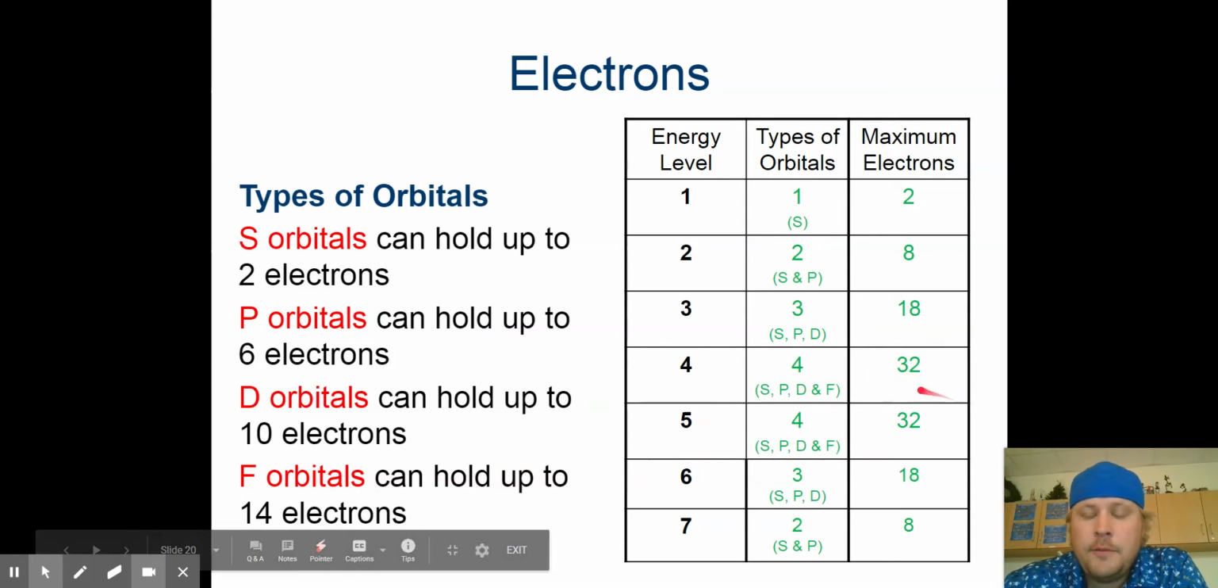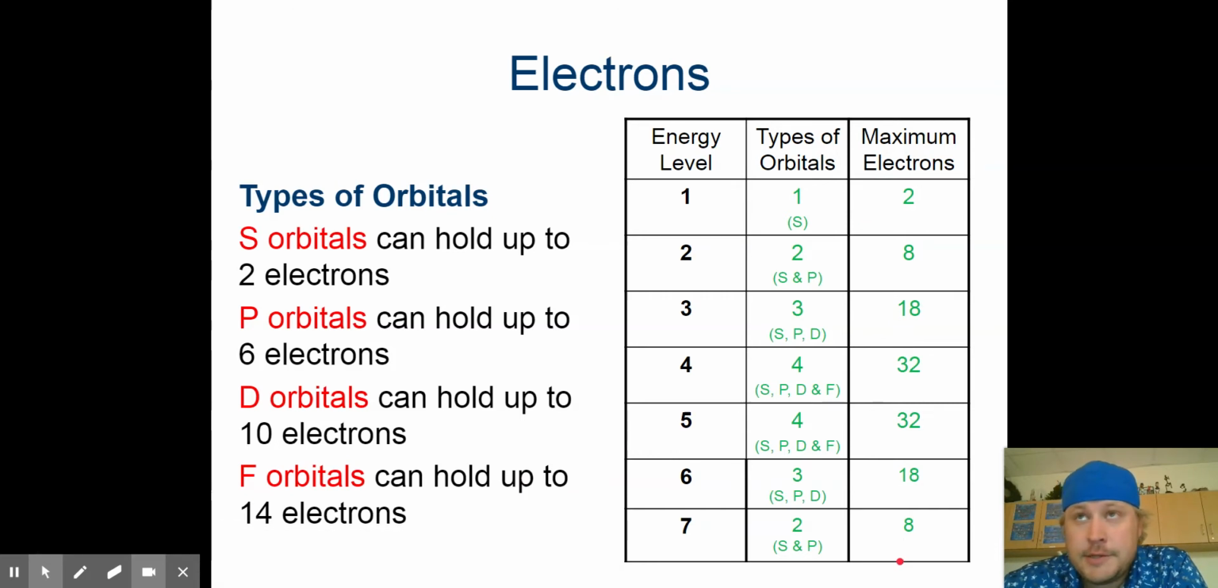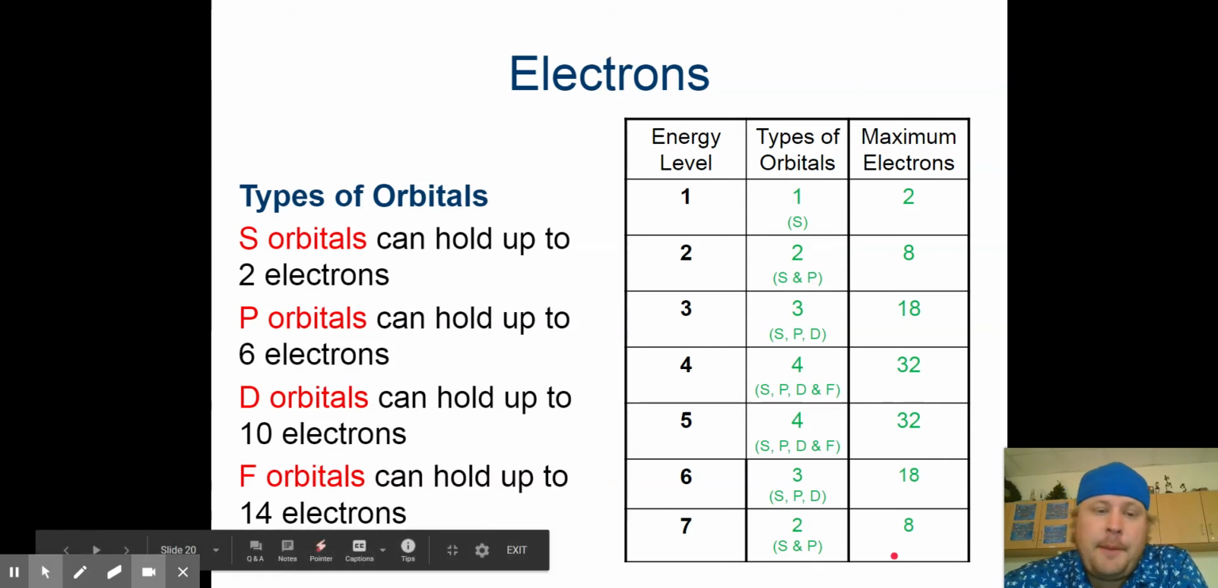In the 5th level, we have 32 because we have all 4. The 6th level, it gets smaller. We have S, P, and D, which is back to 18. And in the 7th level, we have just an S and P, which is 8. If we add up all these maximum numbers of electrons, what number do you think we get? Think back to the video we watched during section 2. 118. You're exactly right. Nice job. And so as we do 118, that's how we're going to break it down.